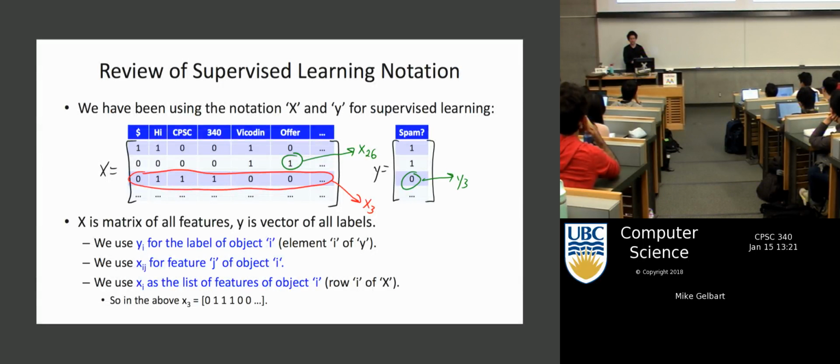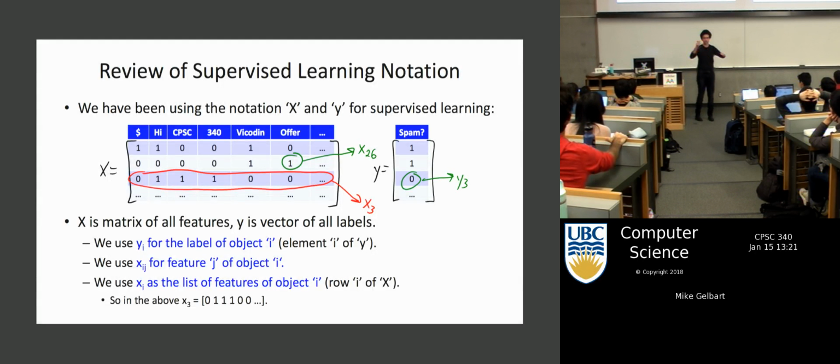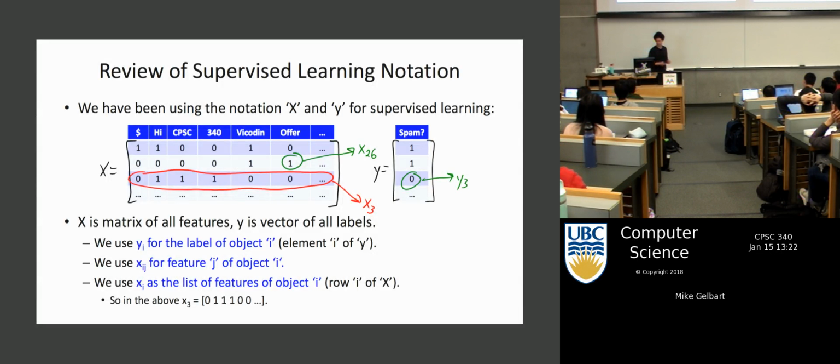Review of the notation we've been using. I think you guys are probably relatively comfortable with this by now. So x26 is row 2, column 6. x3 is the entire row 3, the third training example or the third email, and all that usual stuff. Before we go on, any questions or comments about this?